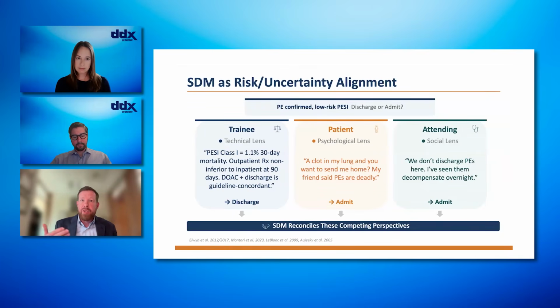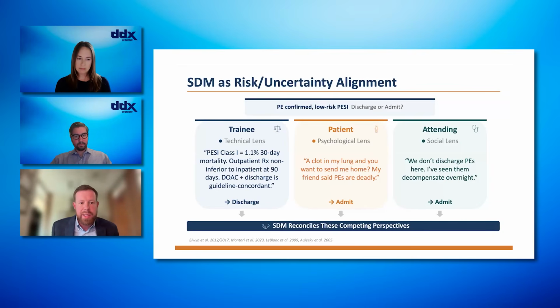It's understanding the risk concerns, risk tolerance of ourselves, of our patient, of our team, and bringing those together. So here you see a clinical example. Let's say a patient has CTPA and they're confirmed to have a low risk pulmonary embolism, low risk based on the PESI score, which you may be familiar with, right? So it's low risk, we can just discharge, right? That's what the trainee says.